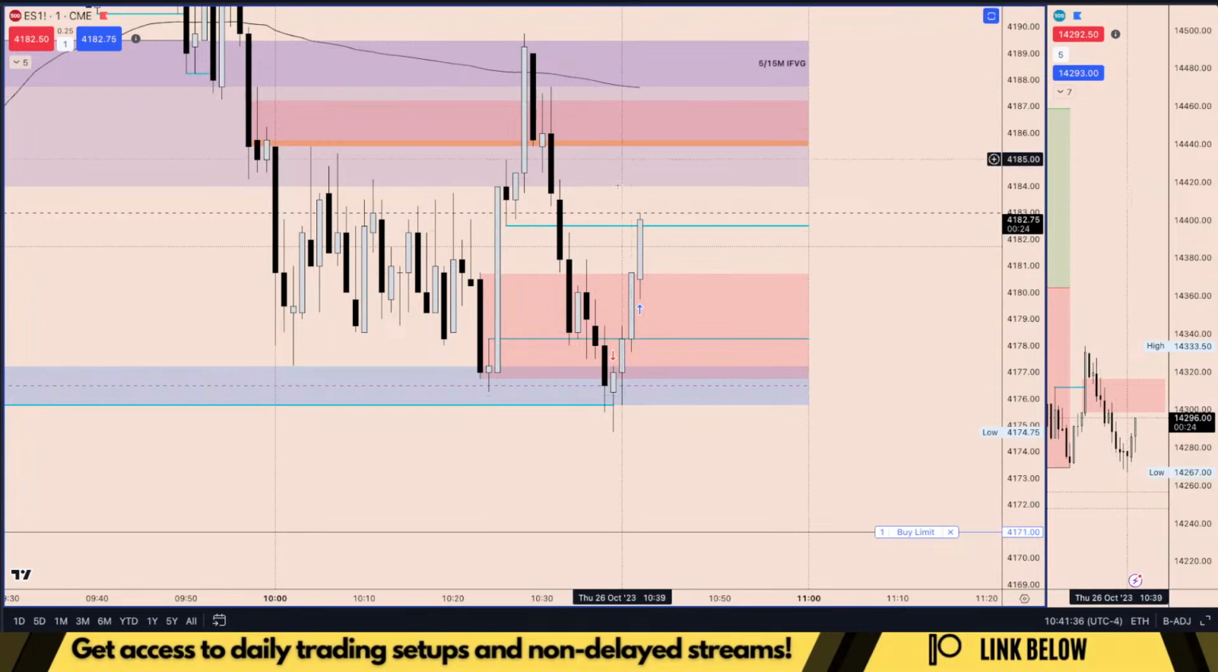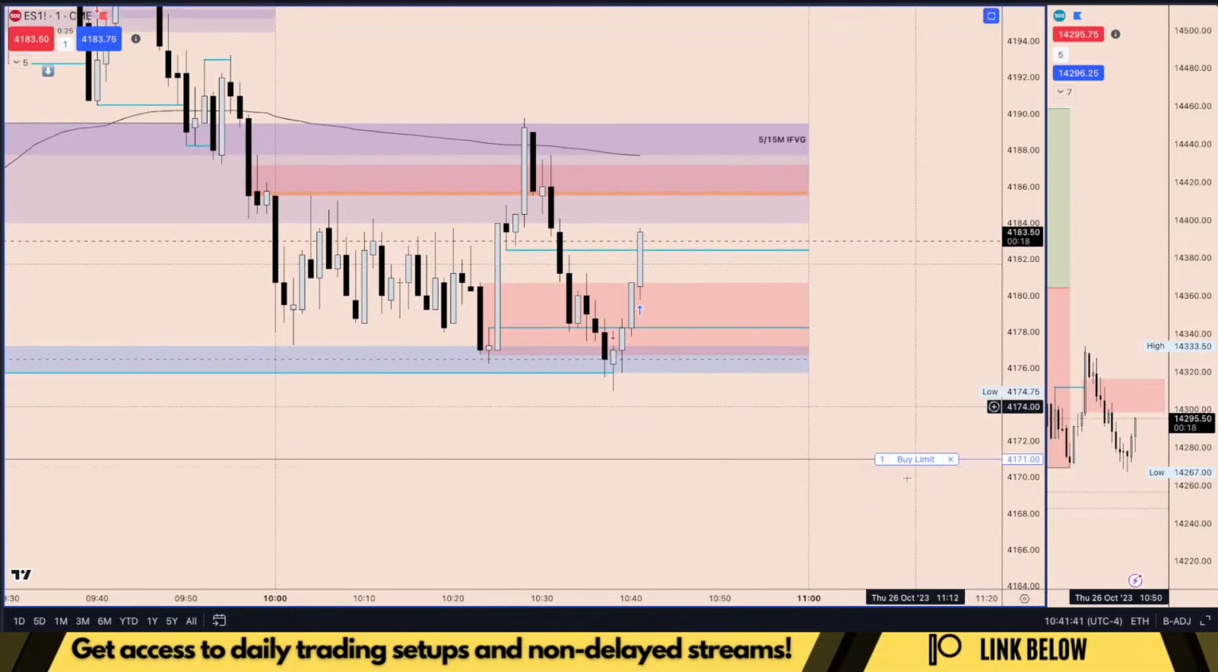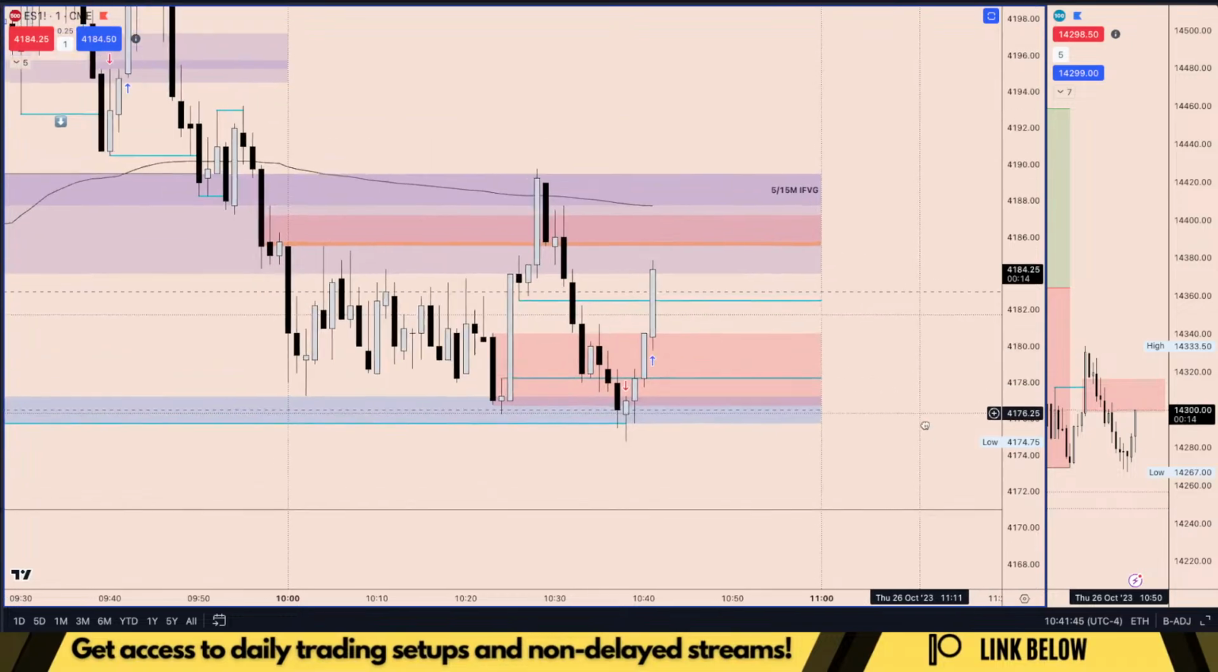So we just see that continuation of the seek and destroy, very likely. For that next entire hour, we swept the 830 low. We didn't want to continue to the London sell side.